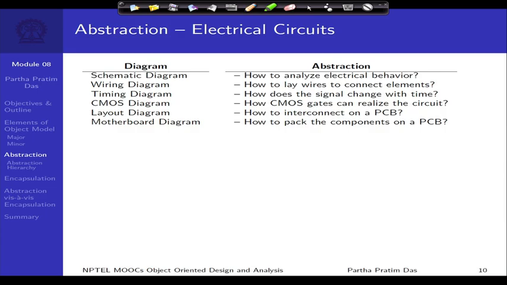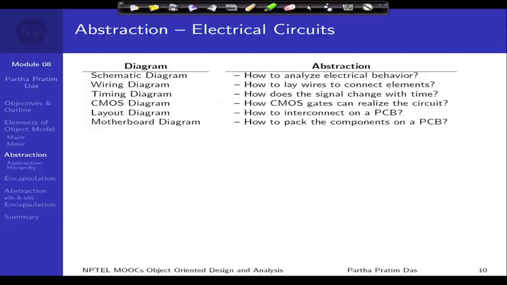If you are looking into a semiconductor circuit, you are trying to realize some kind of binary logic at a low level, then you will possibly be looking at CMOS gates, the CMOS diagrams. On PCBs, to interconnect components, you will look at layout diagrams. To package components on a physical PCB, you will look at the motherboard diagram and so on. This is not exhaustive, this is just indicative.